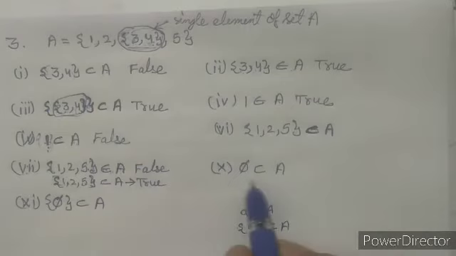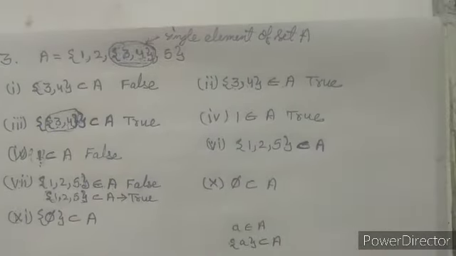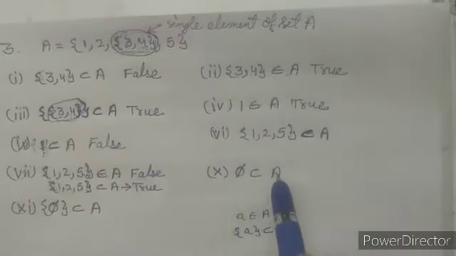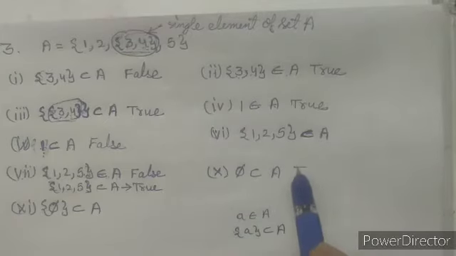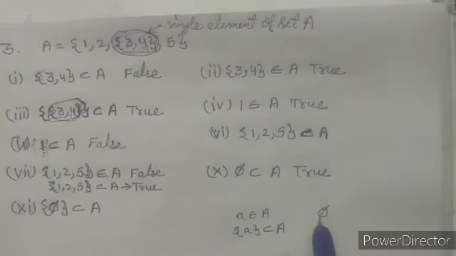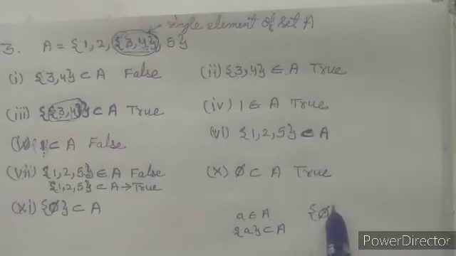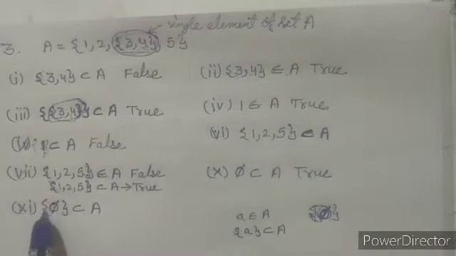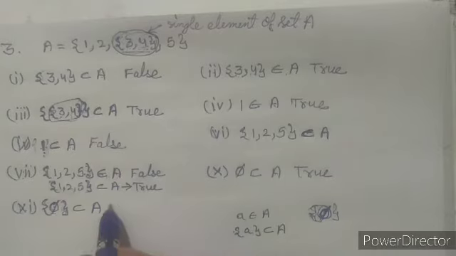Now here, the null set. As we know, the null set is a subset of every set. So the null set will be a subset of A. Now here, {null set}. This null set is already a set, and if we put it inside braces, that means this is the set of the null set. We can't write the null set as the set of the null set. That means this set has one element and that is the null set. So it is false.